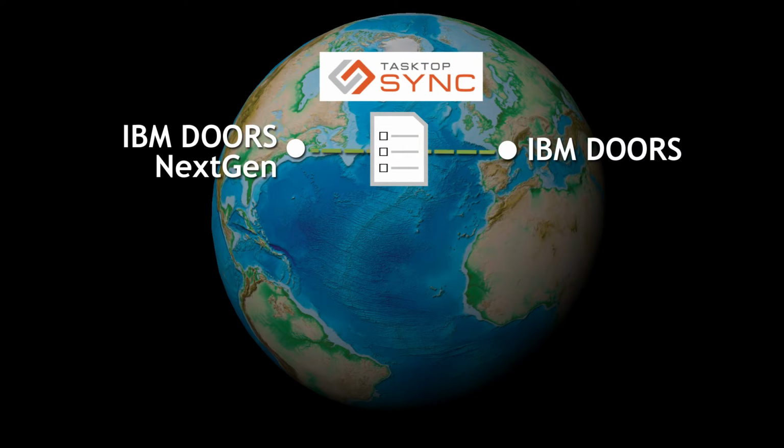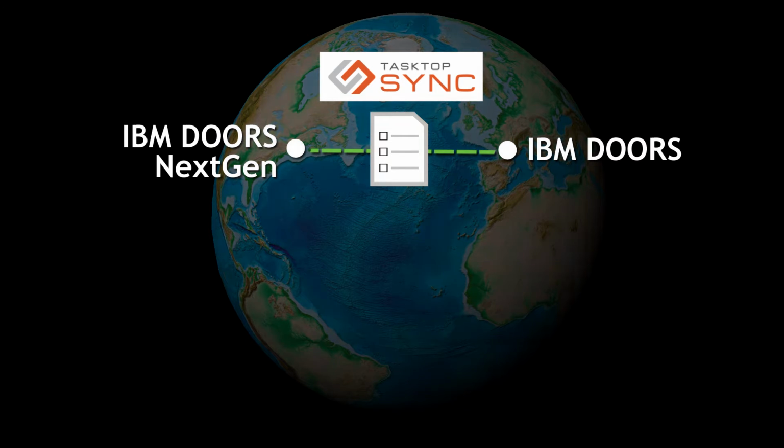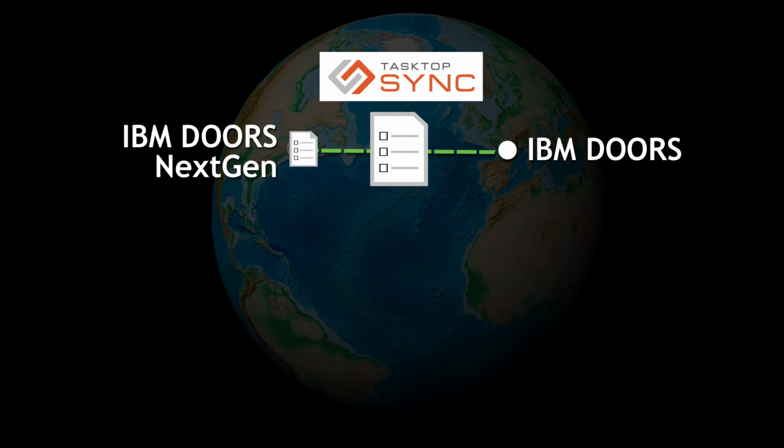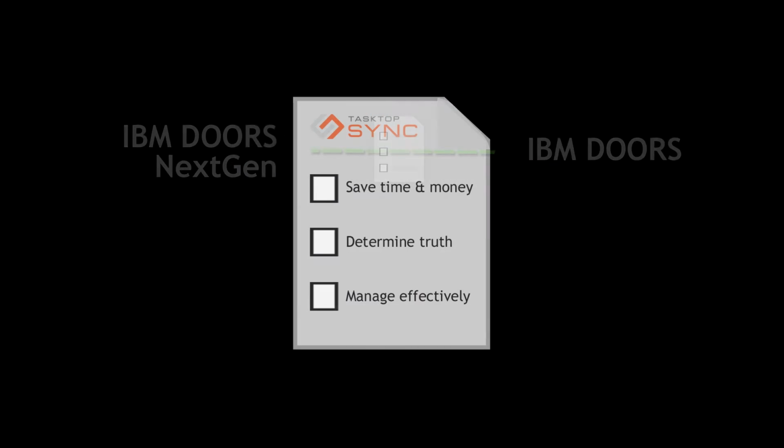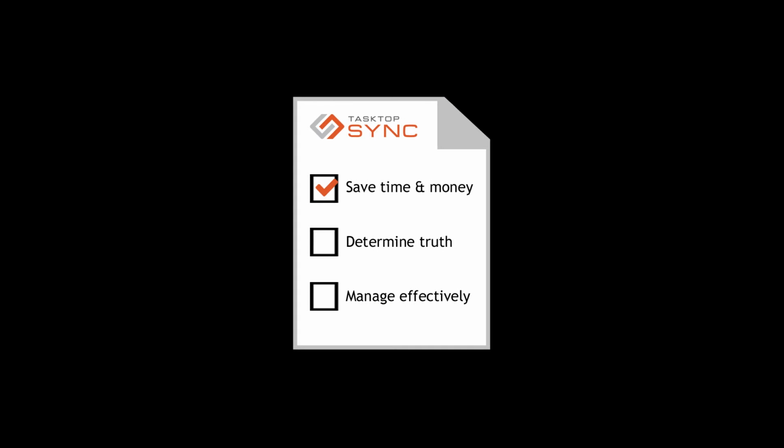Tasktop Sync, with its IBM Doors integration, can automatically match requirements across systems, teams, space, and time in order to ensure that everyone is looking at the latest information no matter which tool they use or where the changes happened. In addition to saving you time and money, lead architects can determine definitive truth and program managers can manage enterprise teams effectively.